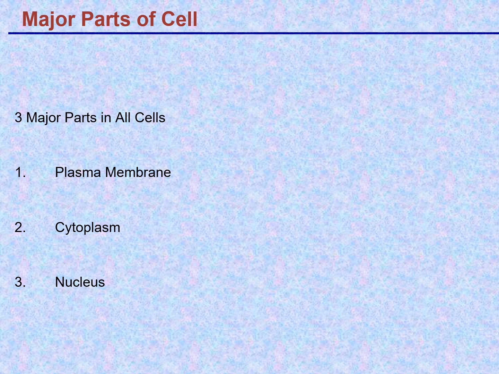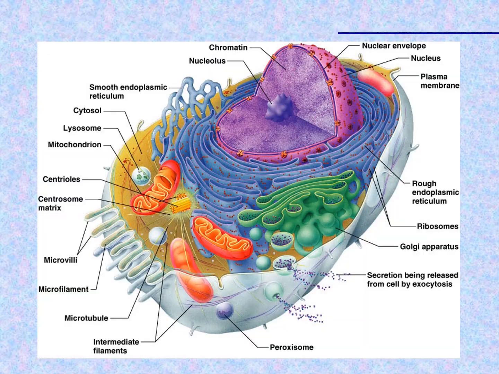Three major parts of all cells are the plasma membrane or cell membrane, which surrounds the entire cell, the cytoplasm, which is the soluble liquid portion containing quite a few organelles inside it, and the nucleus, which is also surrounded by a membrane and contains the genetic information coding for the organism that the cell is in.